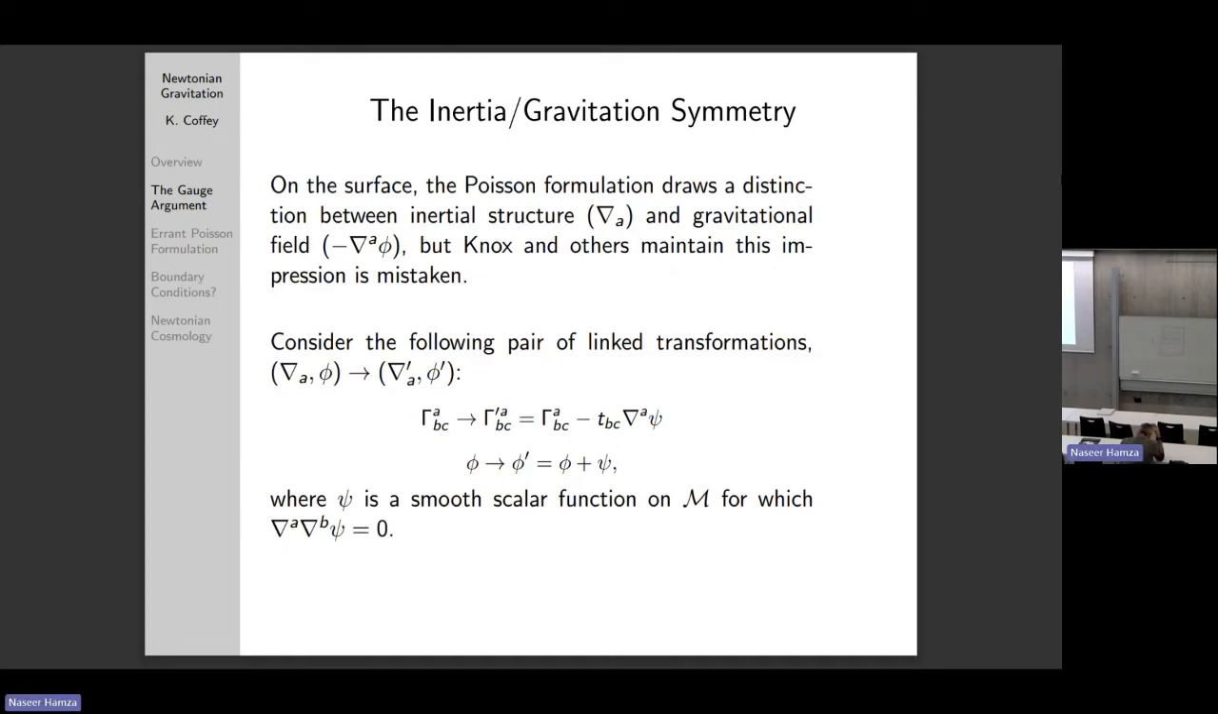Remember that the temporal metric is the same across all of the spatial models. So the idea is find some function psi whose spatial Laplacian is 0 and use that to define a transformation from a pair consisting of an inertial structure and a gravitational field to generate a new pair. That's the idea.